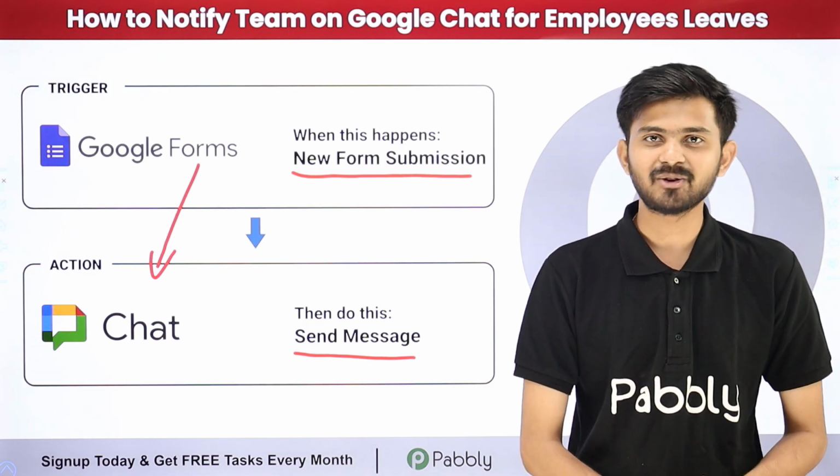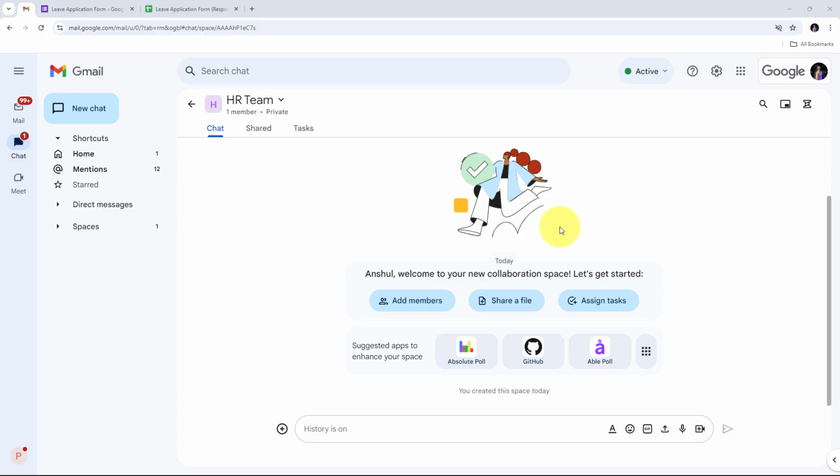For that, let me take you to my computer screen. I hope you can all see my computer screen, and today we are going to see how we can notify the team on Google Chat for employees' leave. Suppose I'm running an organization and I want to ensure that the HR team and the relevant department managers are immediately informed whenever an employee applies for leave through a Google form.